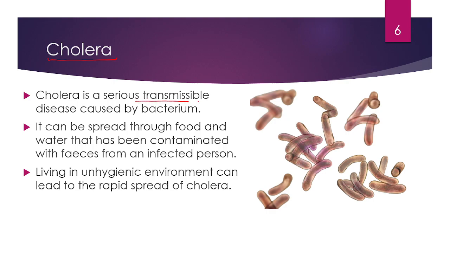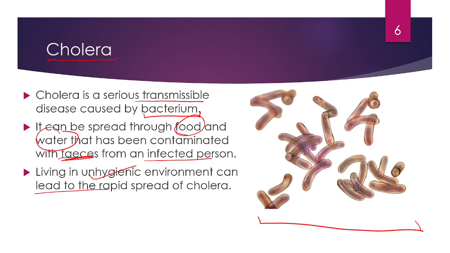Now we'll look at cholera. Cholera is a transmissible disease caused by bacteria. This is what cholera looks like. It spreads through food and water which has been contaminated with the feces of an infected person. Living in an unhygienic environment could often lead to the rapid spread of cholera.